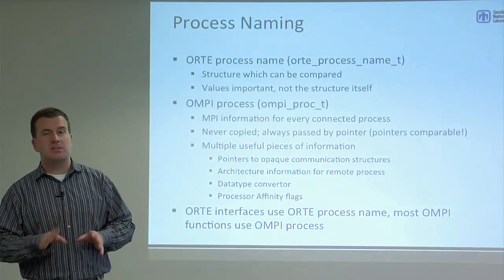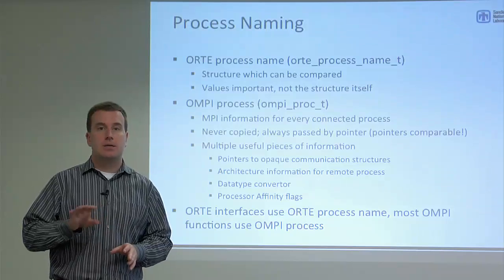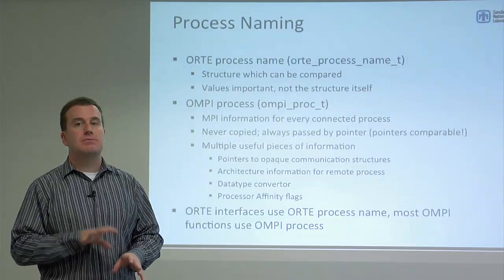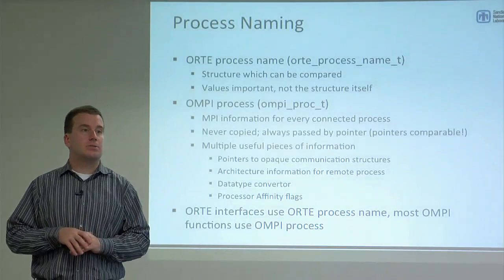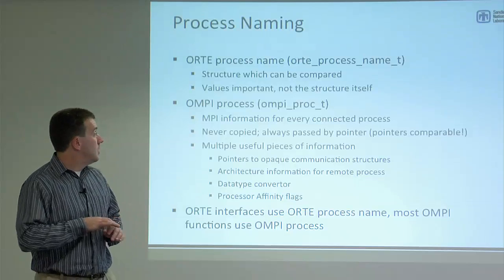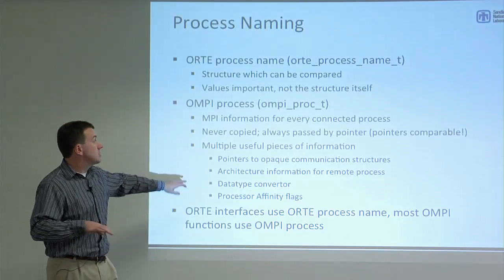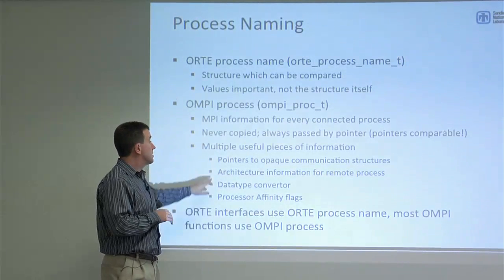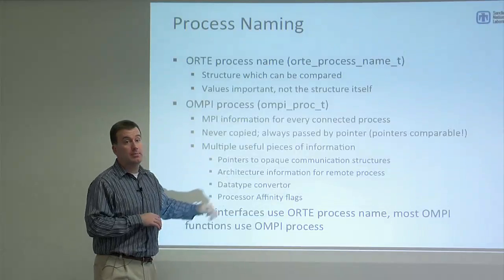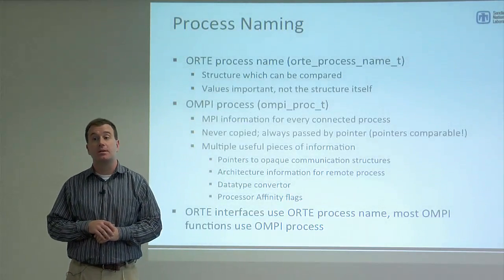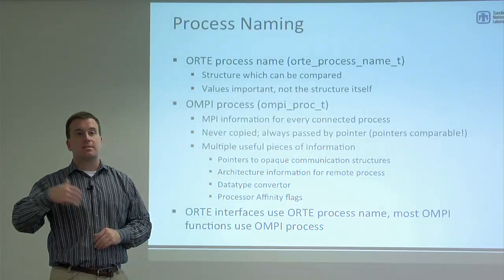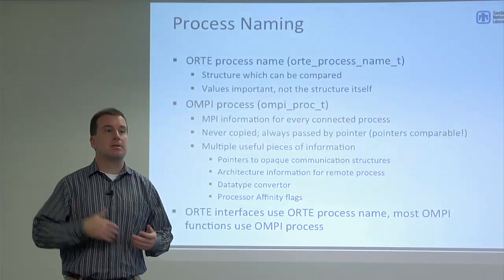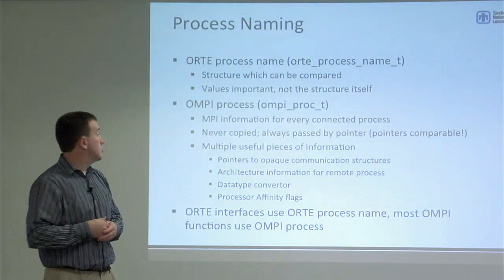I should point out these are probably going to move a little bit as we move the BTLs, which we'll talk about at the very end, but these are all pieces of information the BTLs need to talk to each other. So the first thing is pointers to opaque communication structures. When we're using the BTLs, this is a pointer to a BTL-specific endpoint that might include the socket if you're using TCP, or the queue pair if you're using InfiniBand for the remote node you want to talk to.